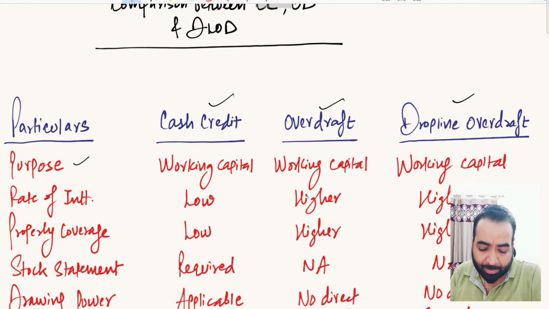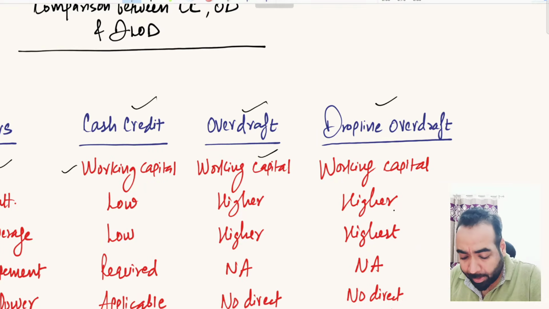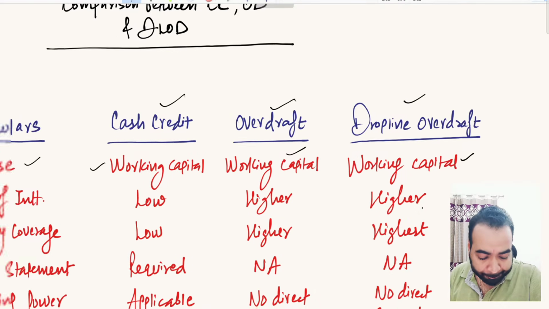So the first point is the purpose. Cash credit limit is given for your working capital purpose only. Overdraft limit is also given for working capital purpose only, and drop line overdraft is also given for working capital purpose. Some banks are allowing the drop line overdraft for capex purpose also, but it is practically not the correct way to go. So the core theme of drop line overdraft is working capital only.